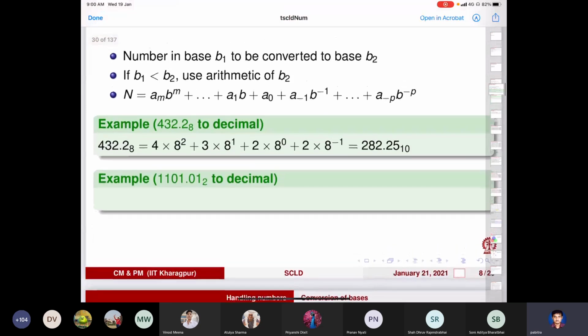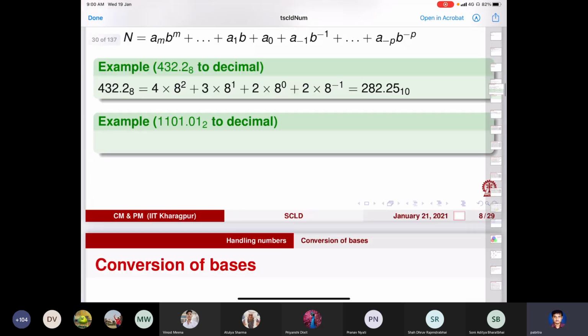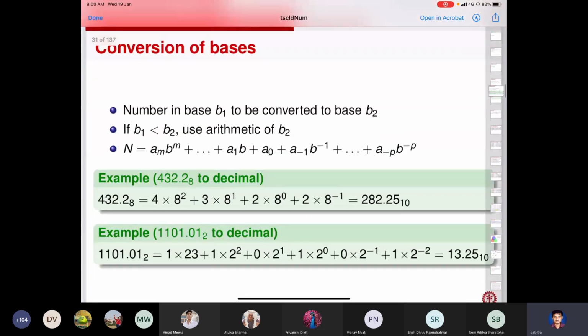Okay, so another example. I want to convert binary 1101.01 base 2 to decimal. So all I will do is the decimal arithmetic considering the base of the binary. There is a small problem here. This will be 2 cube, not 23. This will be 2 cube. Fine. So this is simple. I think this much all of you know.